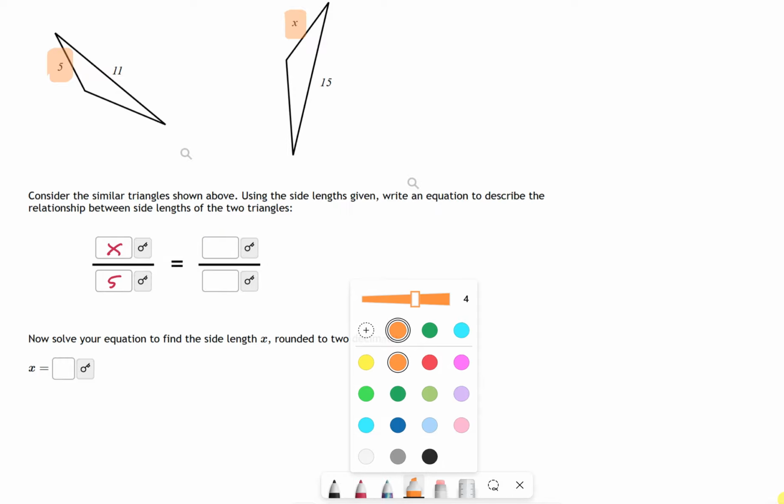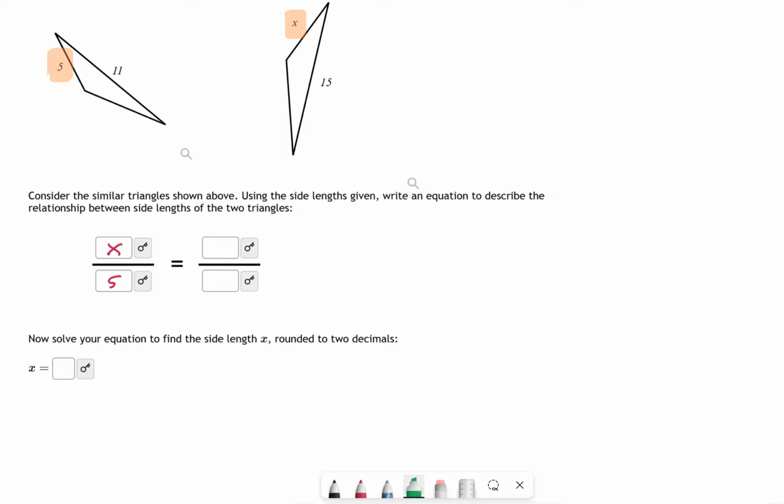Now we're going to do a similar comparison, but with the long side. So I've got 15, and I'm going to compare that to 11. The trick with this is you have to make sure that if you're picking the triangle on the right to be on the top of the fraction, you have to be consistent. You can't go mixing that up.